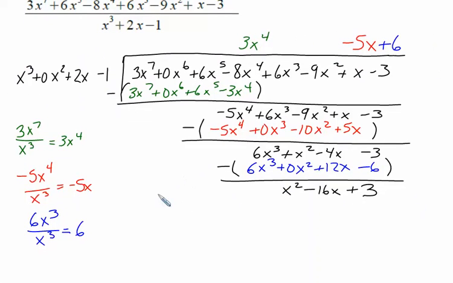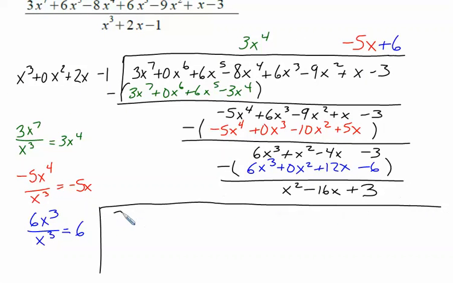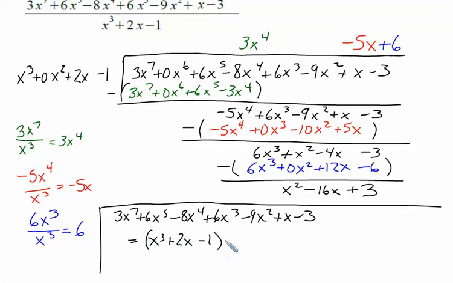And when we write out the answer to this problem, it's that the original polynomial, which is going to be a little bit lengthy, so it's our 3x to the 7th plus 6x to the 5th minus 8x to the 4th plus 6x cubed minus 9x squared plus x minus 3, has to be equal to the divisor. Now you don't have to put the zeros in at this point, so it's just x cubed plus 2x minus 1 times the quotient, 3x to the 4th minus 5x plus 6, plus the remainder, x squared minus 16x plus 3. That's the form that we want to see for your final answer.